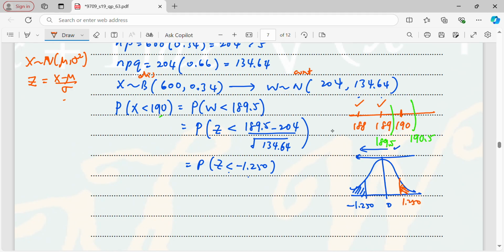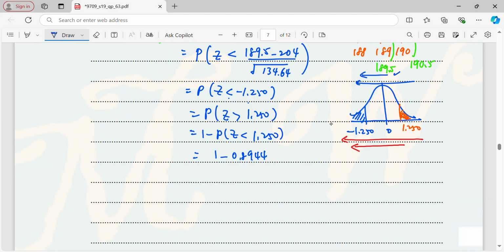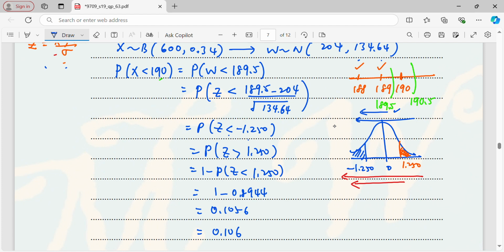So the region will be reflected as well. That means now here I will get P(Z more than 1.250). Now the orange region can be found using total probability 1 minus P(Z less than 1.250), which is available in the table. And now from the table, the probability is going to be 0.8944. Then from here, I will get the probability as 0.1056, and lastly, it will be 0.106, which is 3 significant figures. That is the solution of this question.